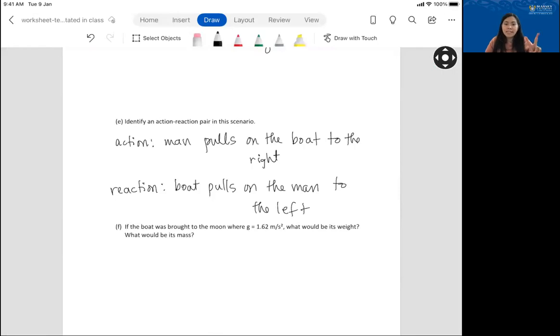Right, so first identify two objects that are interacting with each other, say the man and the boat, and then write down the interaction. The man pulls the boat with the direction to the right. For the reaction force, just invert the two objects and then reverse the direction. So the boat pulls on the man, and then the direction is to the left. Okay.